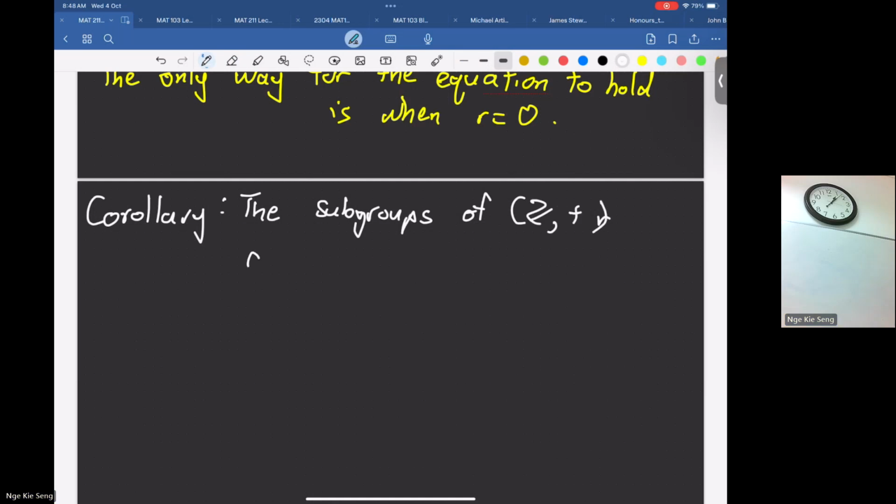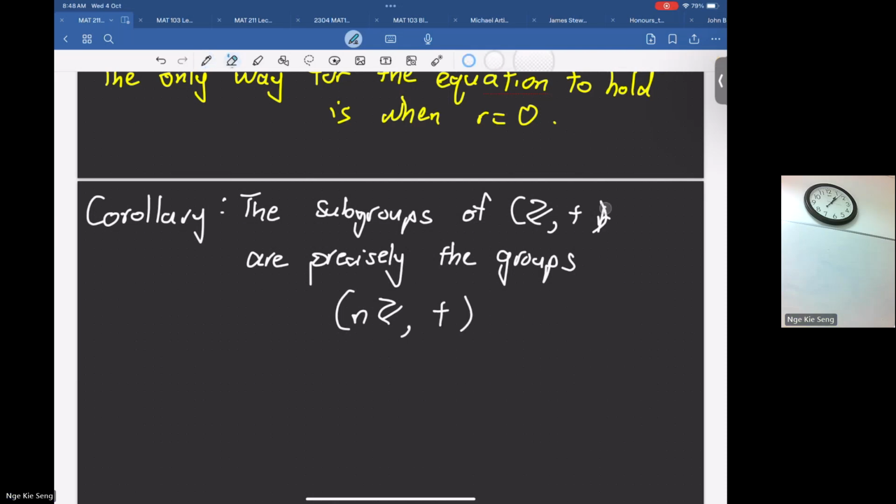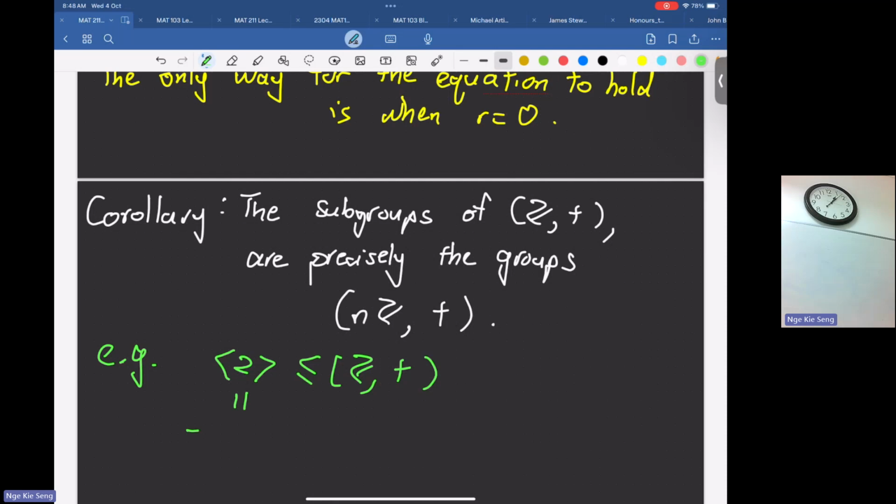So Z plus, precisely, the groups nZ under addition. So the subgroup of Z is nZ. So you can start with 2, and then you use 2 to build. So for example, let me give you an example, otherwise you will not imagine. So what is the group generated by 2? Any idea? What's the group generated by 2?